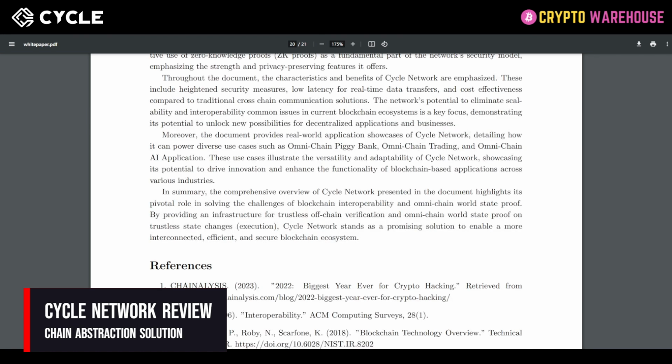And the last thing I want to cover from the white paper is actually the very last paragraph. The comprehensive overview of Cycle Network presented in this document highlights its pivotal role in solving the challenges of blockchain interoperability and omni-chain world state proof. Simply put, we are trying to create one wallet and one avenue for people to use to get into the world of Web3.